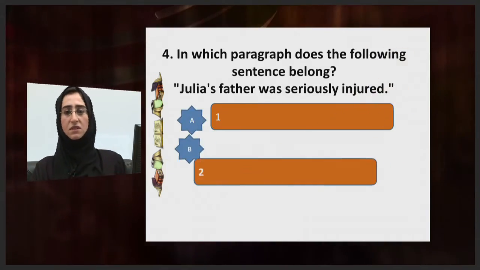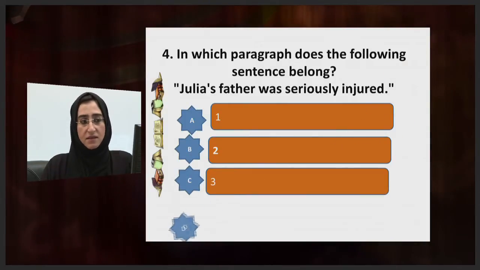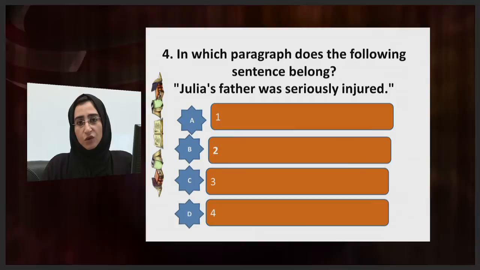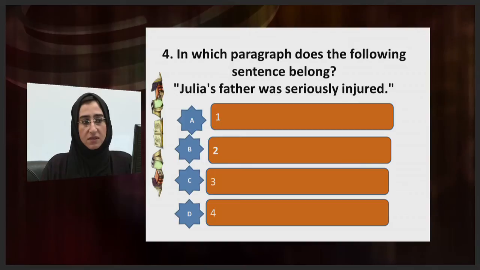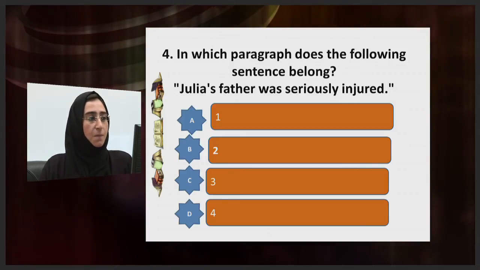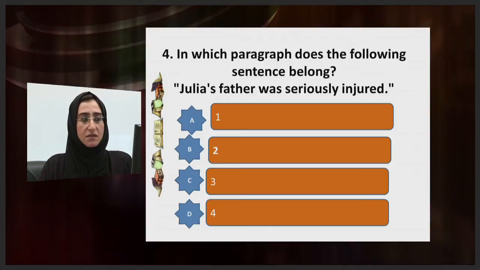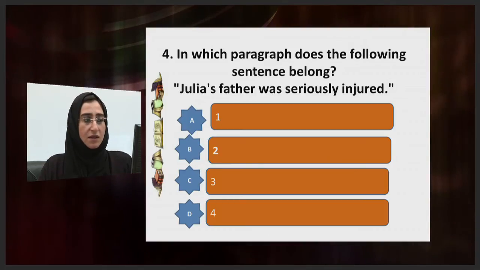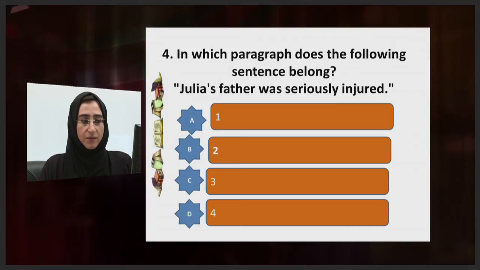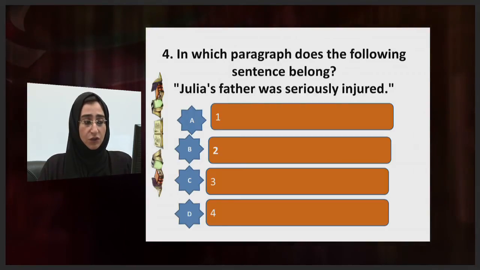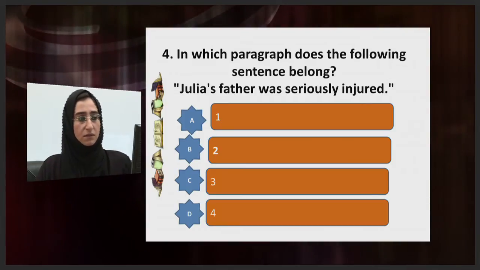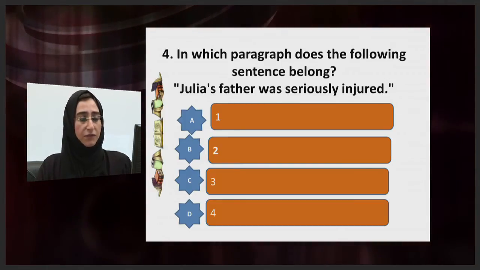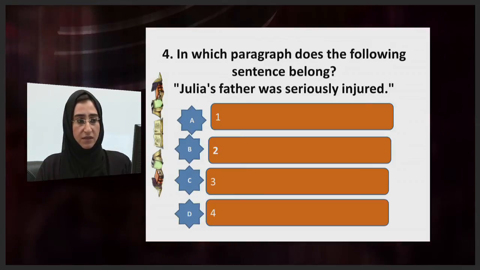Number 4, one of the questions that comes in the exam, they'll give you a sentence and then they'll ask you, where can you put this sentence? Okay, what is the best place for this sentence to be put? In which paragraph does the following sentence belong? Julia's father was seriously injured. Is it 1, 2, 3, or 4? Let's go back to the text. So what are my keywords here? They are father, seriously injured.